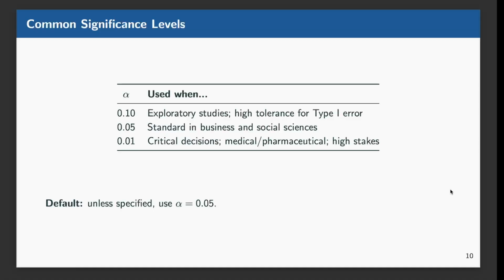Unless a question explicitly tells you otherwise, the default you should reach for is alpha equals 0.05. Lock that number into memory, because it covers the overwhelming majority of what we are going to do for the rest of today. Now let's see exactly how alpha carves up the bell curve itself.